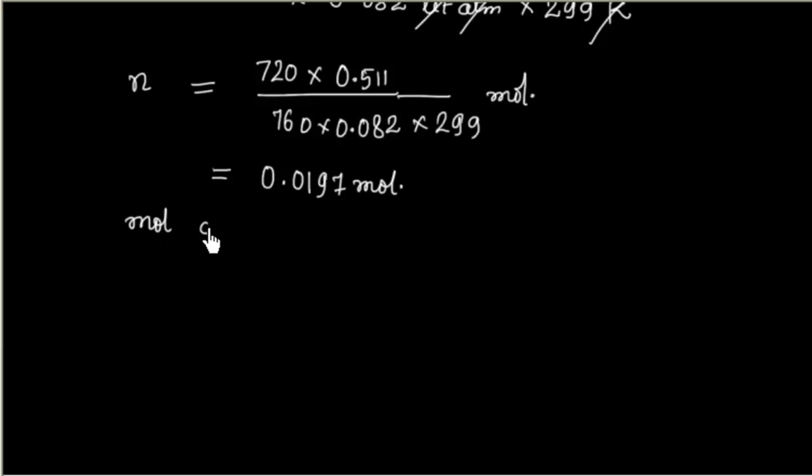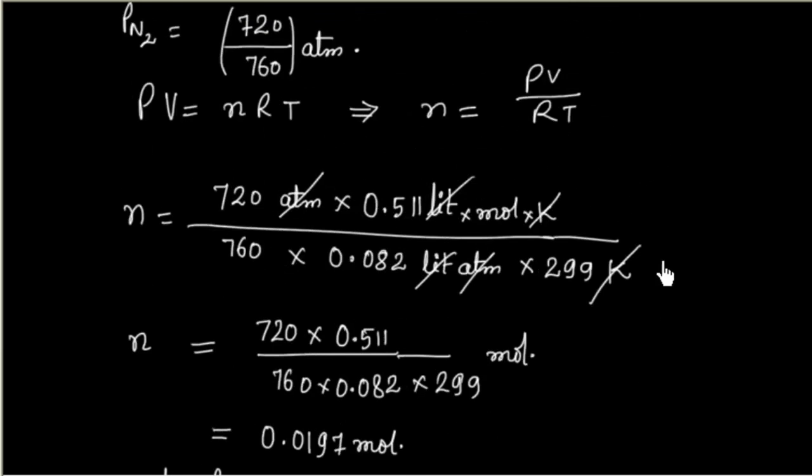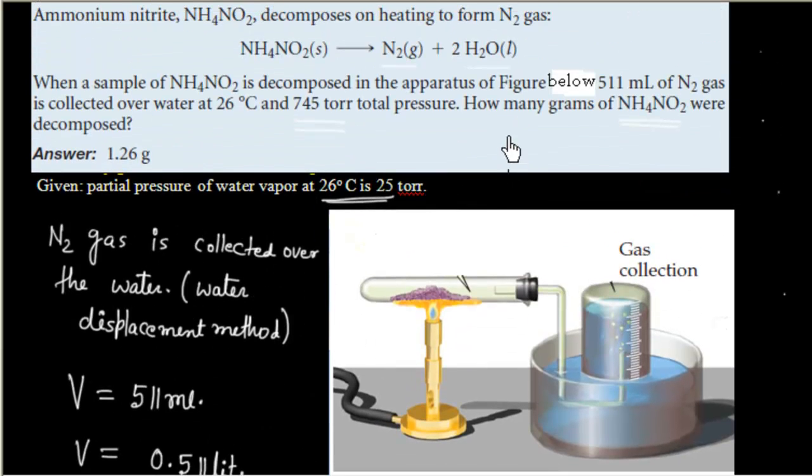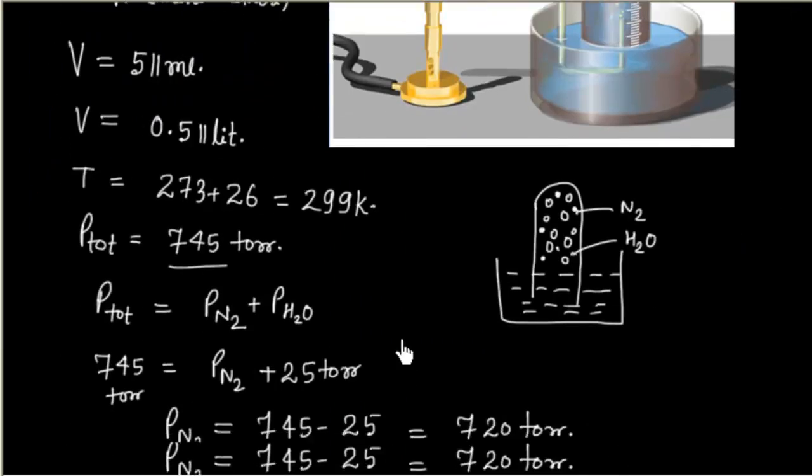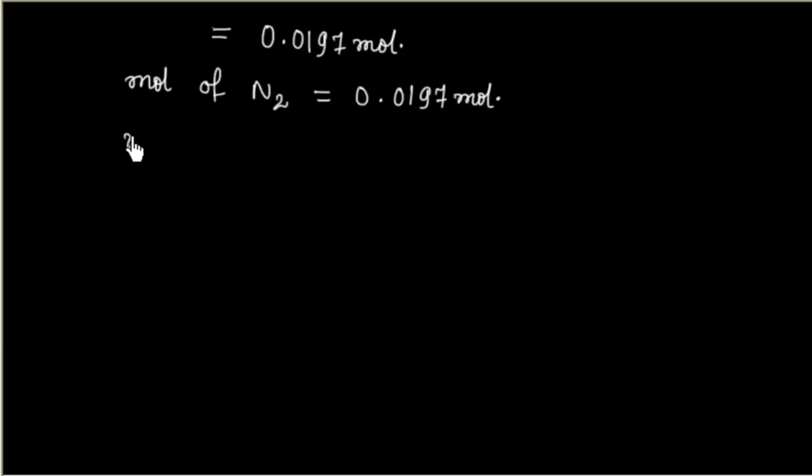So now I know the mole of nitrogen, and this is equal to 0.0197 mole. And once I know the mole of nitrogen, we can calculate the mole of ammonium nitrite, because 1 mole of nitrogen comes from 1 mole of ammonium nitrite. So the mole of nitrogen is the same as the mole of ammonium nitrite. So the mole of ammonium nitrite is the same as 0.0197 mole.